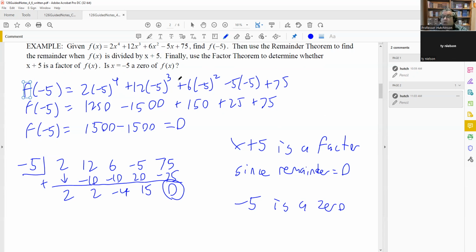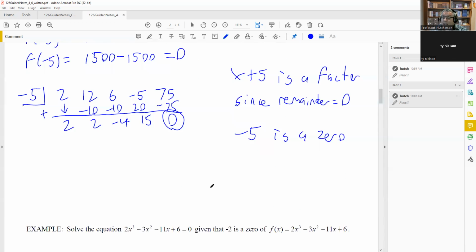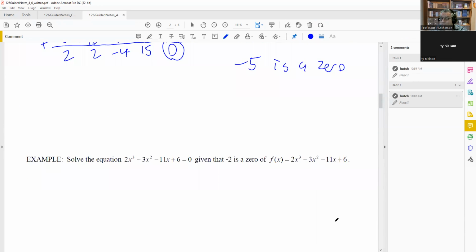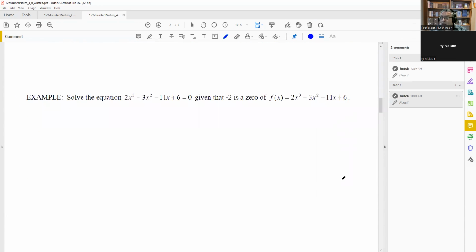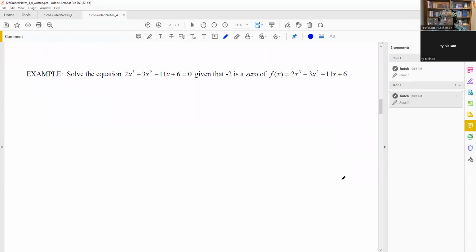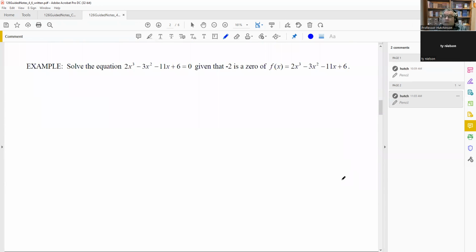We can also use the zeros in order to actually factor polynomials, which is something we haven't done yet so far. For instance, this is actually how that's going to work. It's asking us how to solve this equation, 2x cubed minus 3x squared minus 11x plus 6 equals 0. We're told that negative 2 is an x-intercept, or a 0 of this.